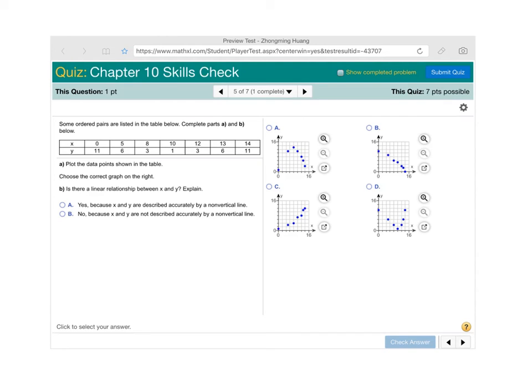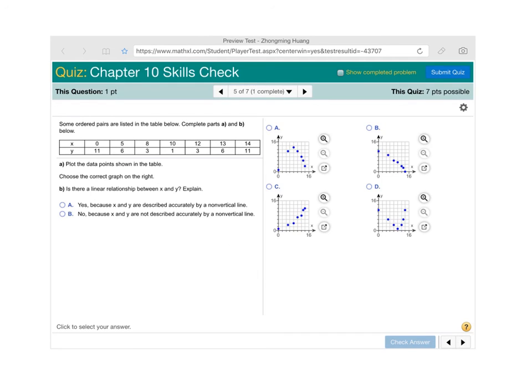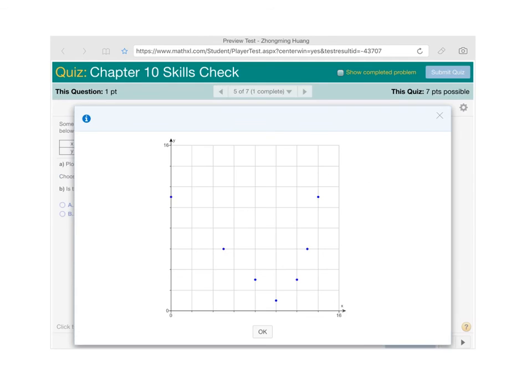Now the second question is: is there a linear relationship between x and y? Please explain. What is linear? Obviously, the pattern that you see from this graph is something like this, right? Linear means straight line. This certainly is not a straight line, so I'm not going to say a linear pattern exists. So I'm going to check no, because it's not a linear relationship here.